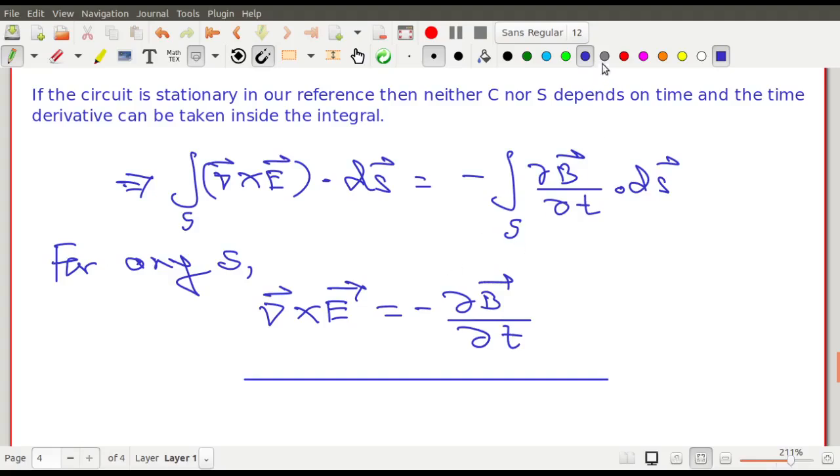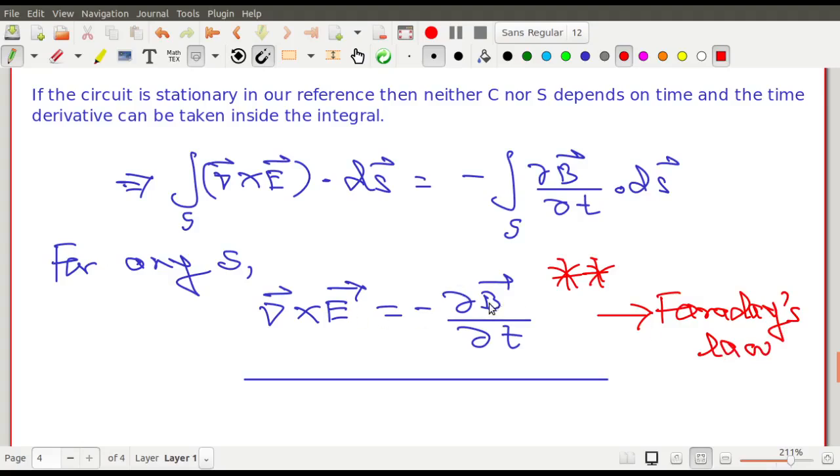Very, very important relation for your examination. This relation is sometimes called Faraday's law also. This is called Faraday's law, because this actually shows you the relation between B and E.